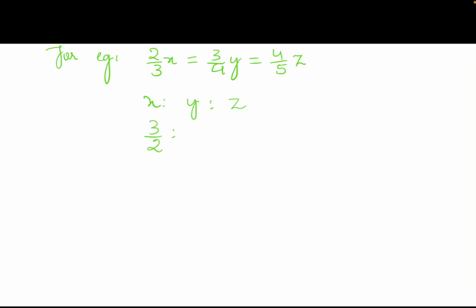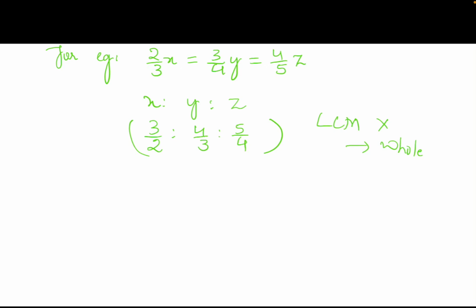For example, if 2/3 x is equal to 3/4 y is equal to 4/5 z, this is an equation. Then directly x is to y is to z, how can we get that? Reciprocate the fractions, that is 3/2 is to 4/3 is to 5/4. Then take the LCM of these and multiply, and that will give you whole numbers, that is secondary. So this was the trick on how to convert the equation into a direct ratio.